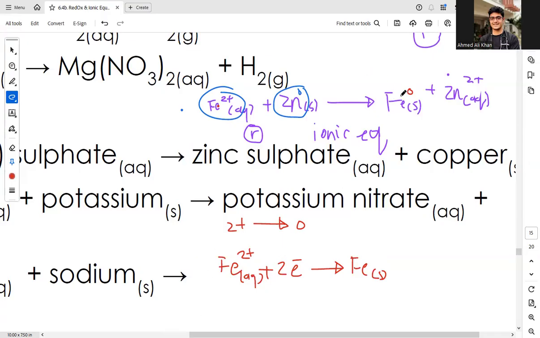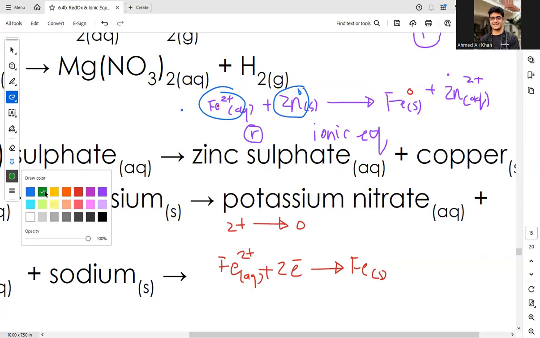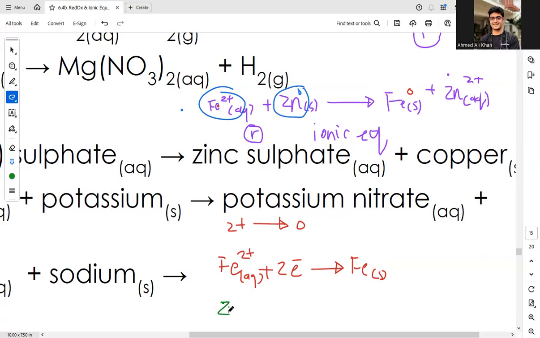Let's write the oxidation half. So zinc, let's write it in a different color. So zinc goes from 0 to 2 plus, right? So zinc basically loses 2 electrons, and those 2 electrons are gained by iron. So zinc loses 2 electrons, it forms Zn2 plus, and 2 electrons are also released for zinc. Understood? So zinc is getting oxidized, right?